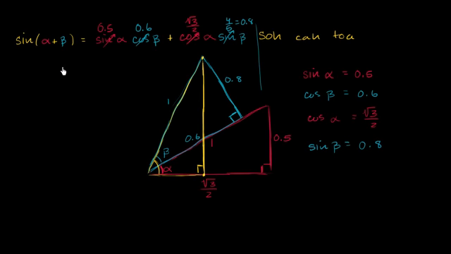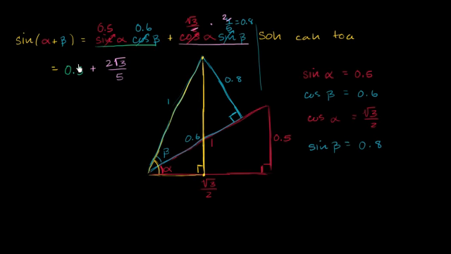Well, this is going to be equal to 0.5 times 0.6, which is 0.3. And square root of 3 over 2 times 4/5, well, let's just multiply them. 4 divided by 2 is 2. So it's 2 square roots of 3 over 5. So this is equal to 0.3 plus 2 square roots of 3 over 5. So this is essentially our answer.